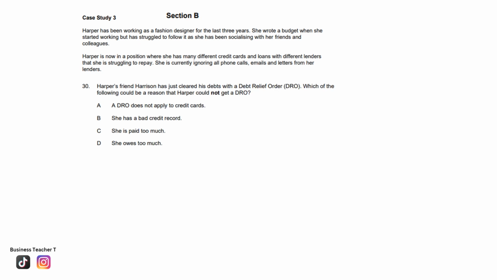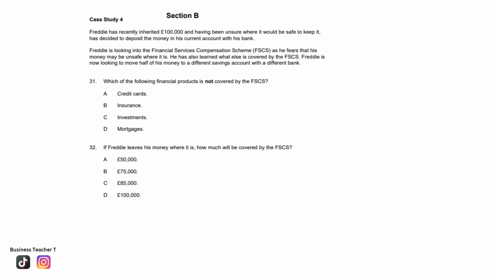Question 30. Harper's friend Harrison has just cleared his debts with a debt relief order. Which of the following could be a reason that Harper could not get a DRO? A. A DRO does not apply to credit cards. B. She has had a bad credit record. C. She is paid too much. Or D. She owes too much. And the answer is D. She owes too much.